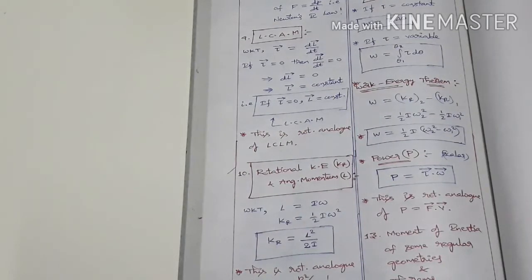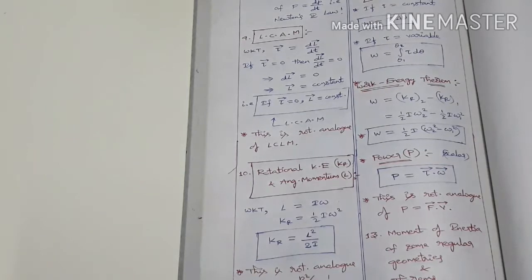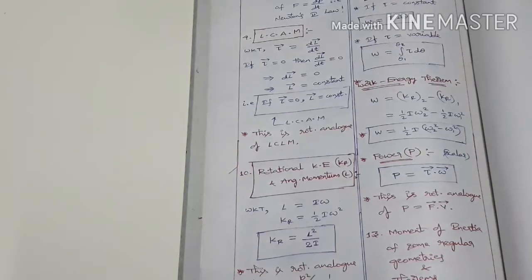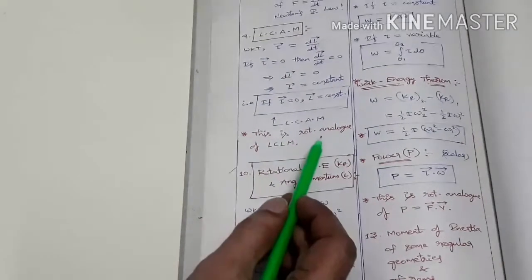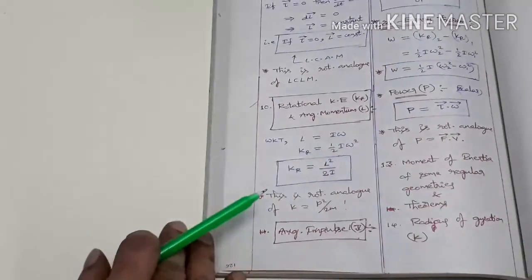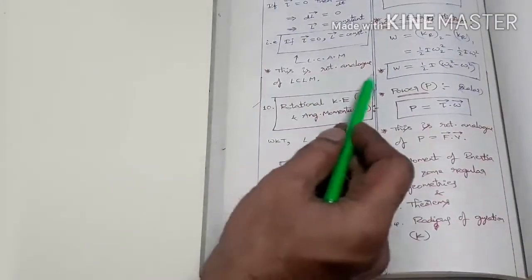Similarly, you know, LCLM, law of conservation of linear momentum. When the net external force acting on a body is 0, the linear momentum is conserved. So similarly here we are getting the law of conservation of angular momentum. So this is the rotational analog of LCLM.